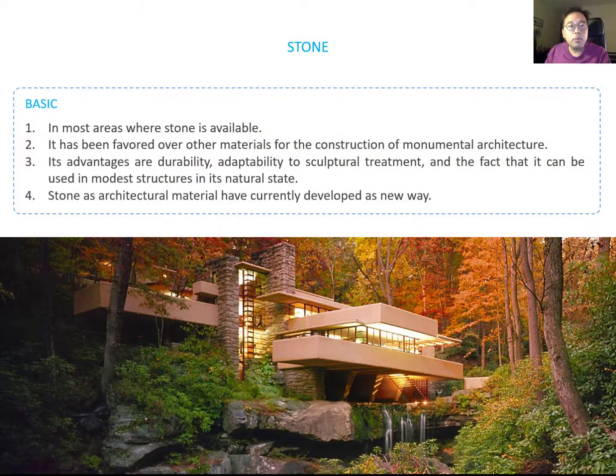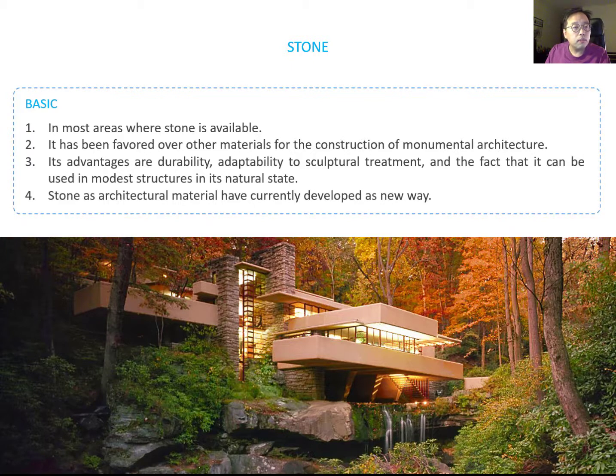So first we have to discuss the stone character. Stone, you can find in most areas where stone is available. It means the area has a unique stone type. It means it has a local character. So that's why you can easily express locality by using your local stone for your project.